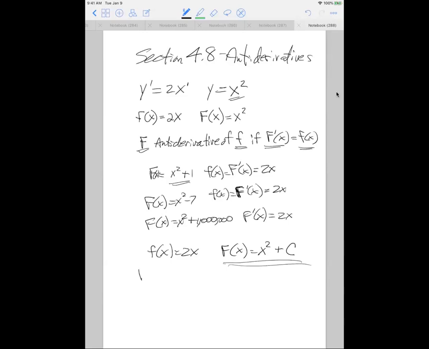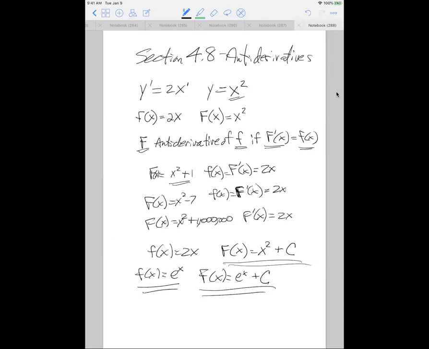What if the lowercase f of x equals e to the x? What did I take the derivative of to get e to the x? Yes, e to the x. So it turns out that capital F of x is also e to the x, because if you take the derivative of e to the x, you get e to the x. But we've got to remember now, there could have been some constant being added to that. So if lowercase f is e to the x, then capital F is equal to e to the x plus C.